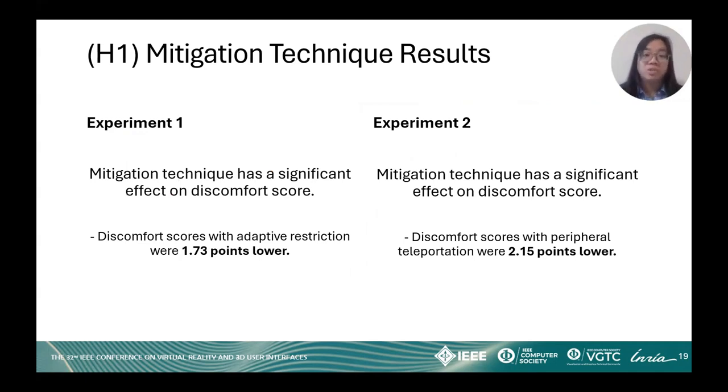Moving on to our results. In both experiments, the mitigation technique has a significant effect on participants' discomfort scores. The optical flow restrictor and peripheral teleportation conditions both had lower discomfort scores than their respective control conditions. These results confirm the previously reported main effects using our linear mixed effects model, thus supporting the validity of analyzing discomfort scores on a per-trial basis.